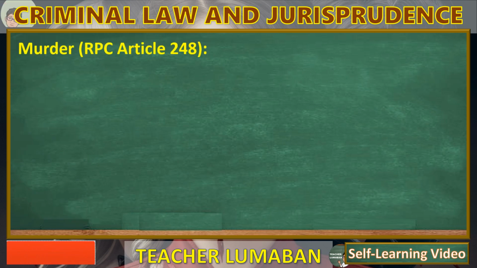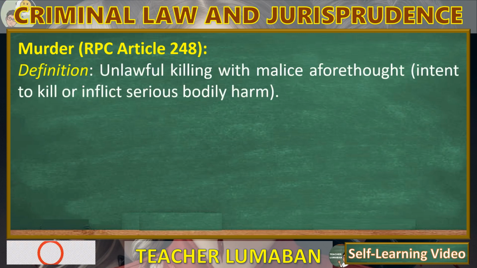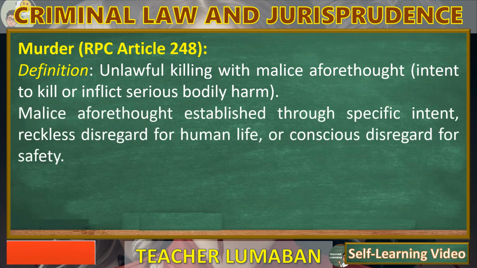Murder, Revised Penal Code Article 248. Definition: unlawful killing with malice aforethought, intent to kill or inflict serious bodily harm. Malice aforethought is established through specific intent, reckless disregard for human life, or conscious disregard for safety.